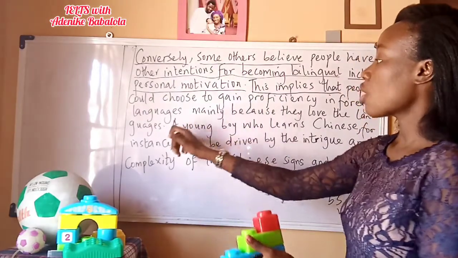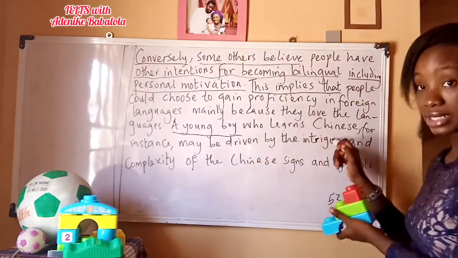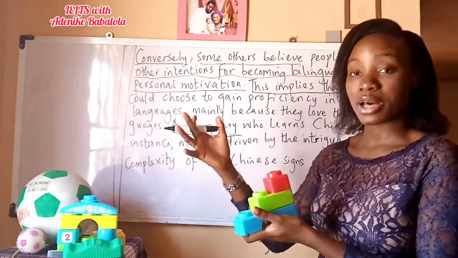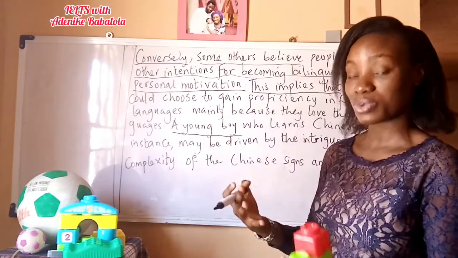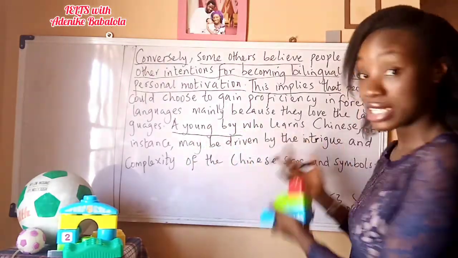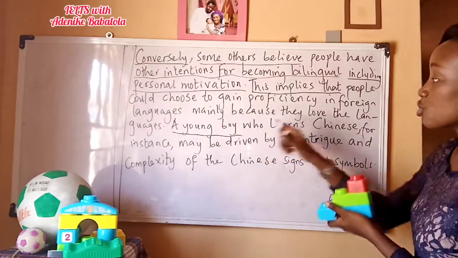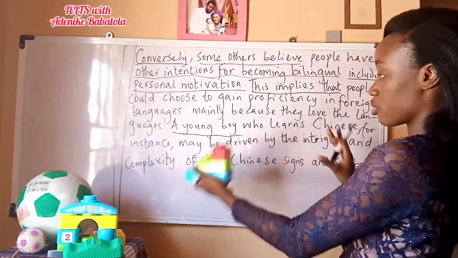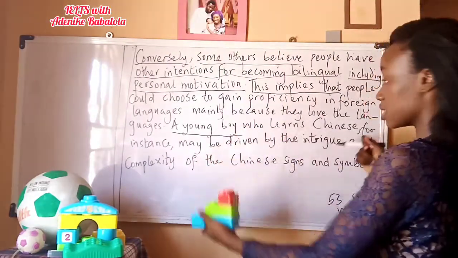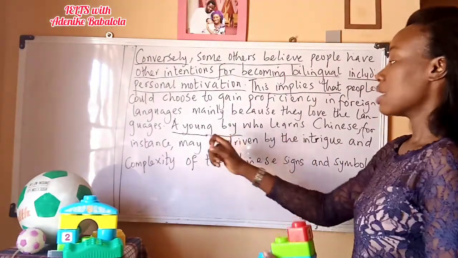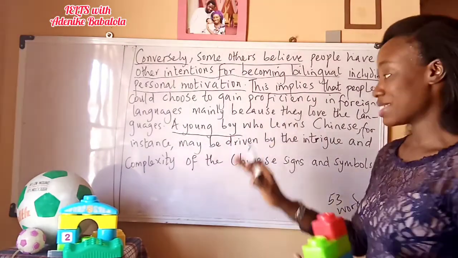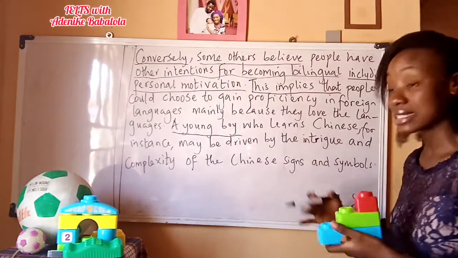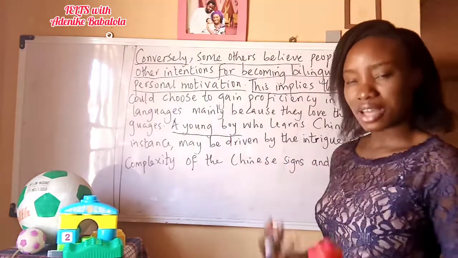All right, a young boy who learns Chinese. You can't be talking about languages without referring to the language. So you know that in body paragraph 1, where I talked about the first view, I used French. Now I'm using Chinese. Who learns Chinese, for instance. Now, I did not put for instance at the beginning. You see that I structured the sentence a bit differently so that for instance comes in between, okay? A young boy who learns Chinese, for instance, may be driven by the intrigue and complexity of the Chinese signs and symbols, okay?